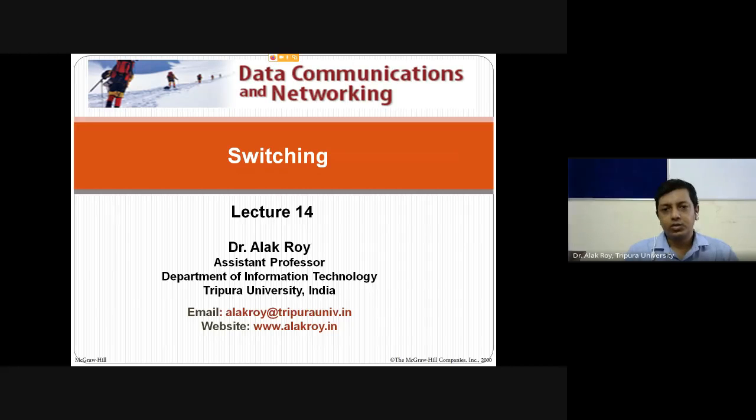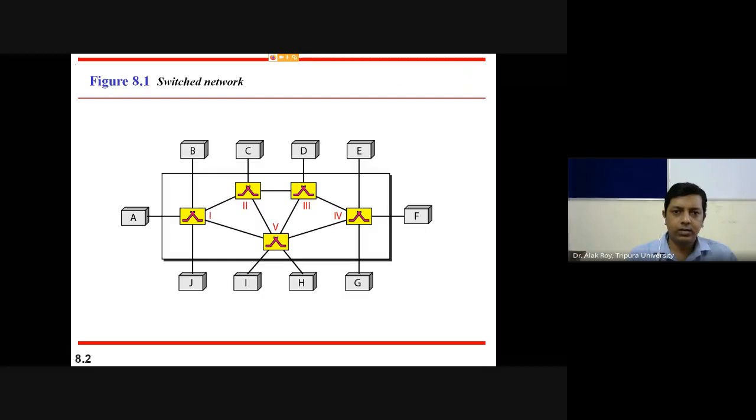Our today's topic is switching. A switch network example is like how node A transfers data to node F. So all the nodes or computers need to be connected in some form physically. It is called switching between A, B, J and other C. It is connected via switch 1.